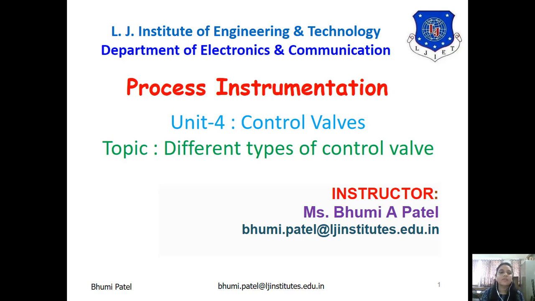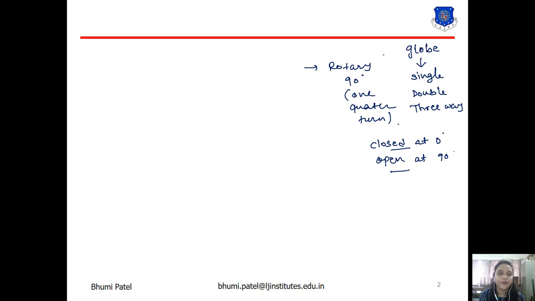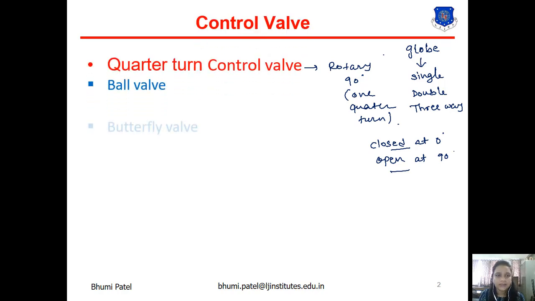Today we will discuss the different types of control valve in unit number 4. In the last session we studied the ball valve and the plug valve, and the operation and working of the plug valve. In today's session we will study another type of quarter turn control valve, and it is a butterfly valve. It is a rotation motion type of control valve.